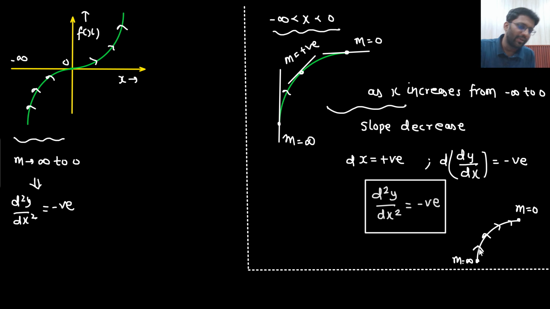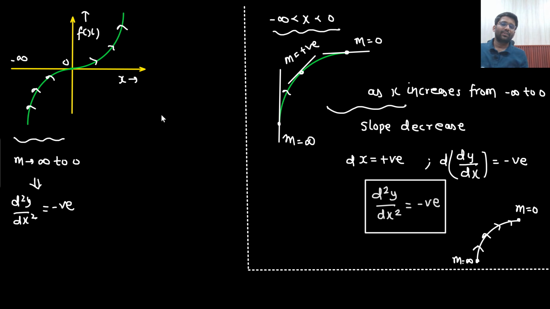That means slope is going from infinity to 0. If the slope is going from infinity to 0, what can you conclude? The slope is decreasing. And since the slope is decreasing, with the increase in x, dy by dx is decreasing. That means d2y by dx2 will be negative. A very, very important point. We are going to understand the meaning of saddle point or inflection point from here only.